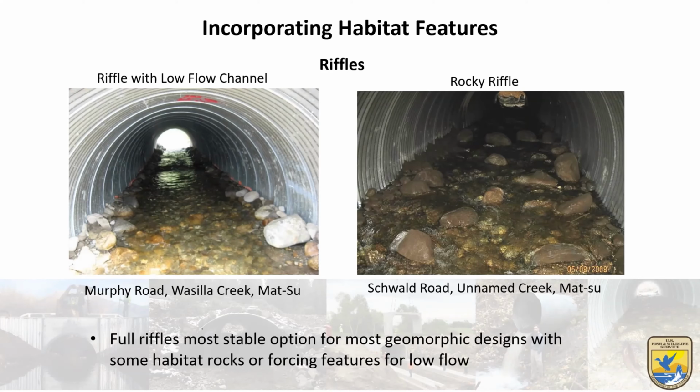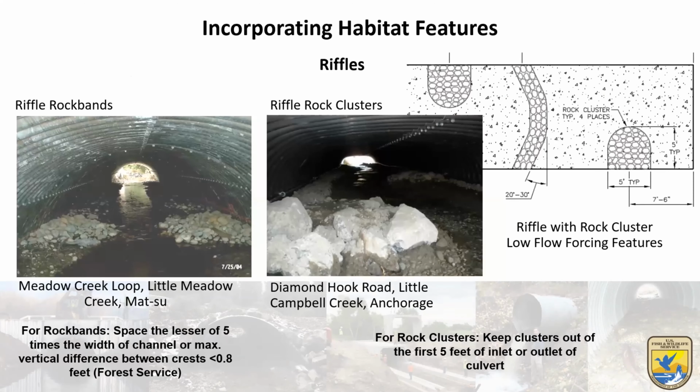Overall, these riffles are the most stable option in general for geomorphic designs. And the other piece of the riffles when thinking about habitat features, and looking at low flow, is how you keep that low flow concentrated and that low flow channel maintained over time. You can do things like riffle rock bands or riffle rock clusters. These are bankfull wide channels here. And on the left at Meadow Creek Loop, you can see that this is the middle of summer. It's July 25th, way too far in the past for my preference, in 2004, but this is low flow going through there.